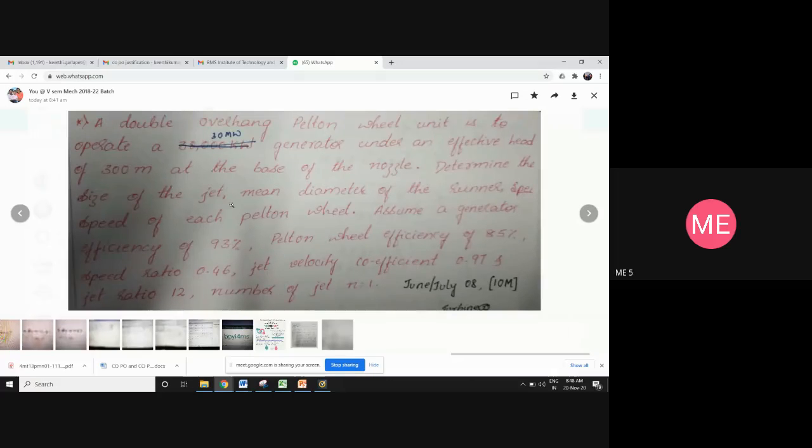So here also, what he is asking you to find out is the size of the jet, that is small d, the mean diameter of the runner, that is D, and the specific speed of each Pelton wheel, that is Ns. You know the formula for small d, for capital D, and for specific speed. But to start with, he has added something extra, that is a double overhung Pelton wheel.